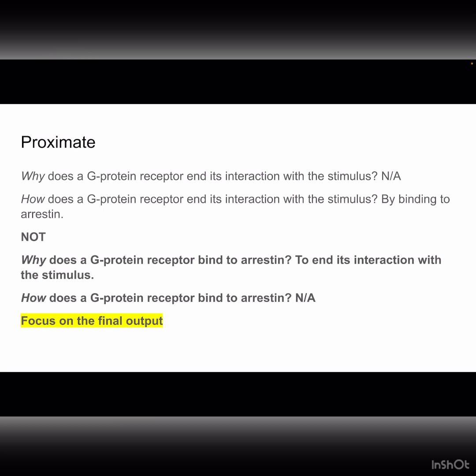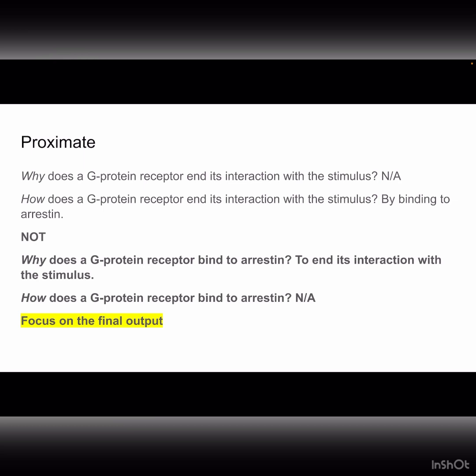Now, this one was a little trickier than the other two for a couple of reasons. One, there was probably some unfamiliar terminology in there. Two, there's actually the potential for ultimate causation in this example. Instead of looking for the how and why of the G protein receptor interacting with a stimulus, let's see what happens if we look at the G protein receptor binding to arrestin. Why does the G protein receptor bind to arrestin? To stop interacting with the stimulus. How does it bind to arrestin? We don't know. So, if we were looking at it that way, then it would be ultimate causation.